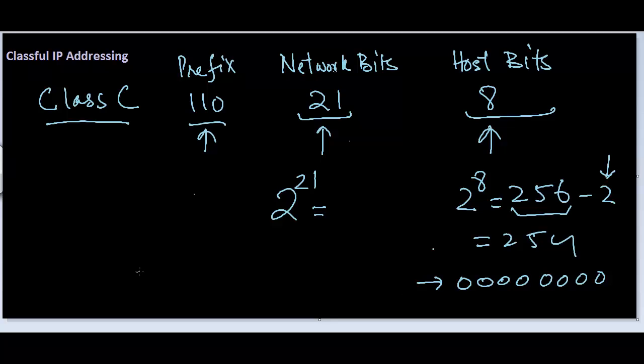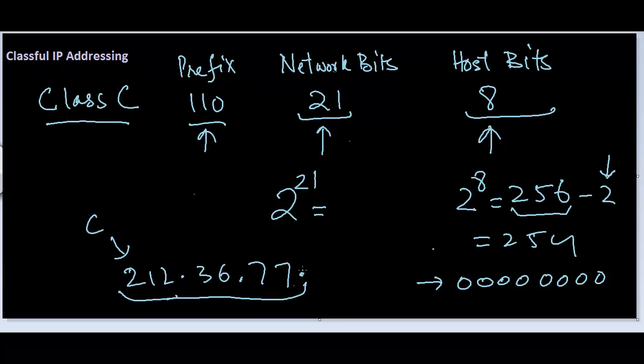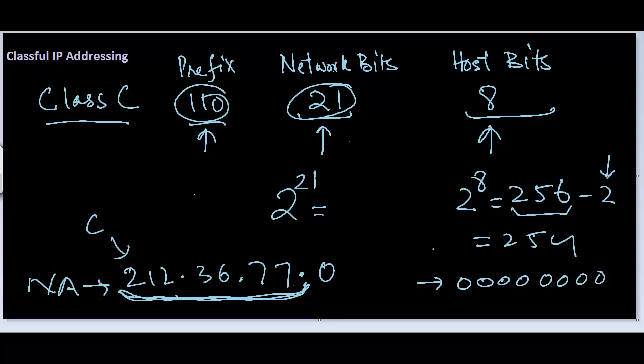Remember, the network address we write as something like this, 212.36.77. Remember, this is a class C IP address because it is beginning with 212, and the first 24 bits are going to be used for the network. Actually, these 3 bits are fixed, right? So these won't change, but these 3 plus the 21 network bits is basically 24 bits. So the first 24 bits are reserved for the network, right? And then the last 8 bits are always set to 0, right? So this would be a network address. When the host bits are all set to 0, then this is the network address.